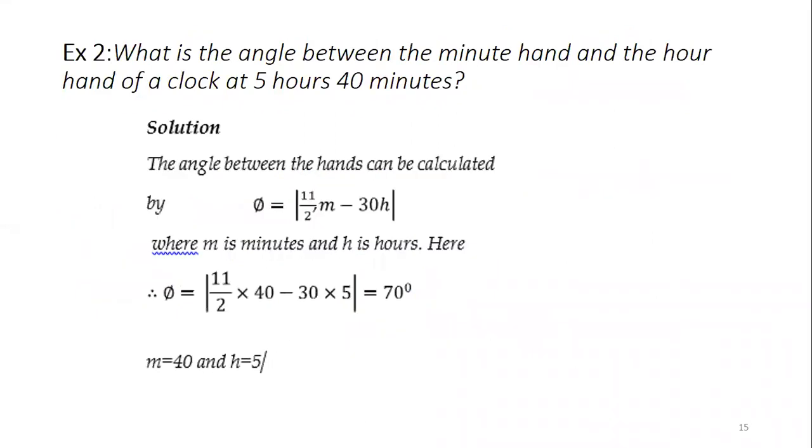What is the angle between the minute hand and hour hand of a clock at 5 hours 40 minutes? So now H is 5 and M is 40. Now applying the formula, you get 70 degrees.